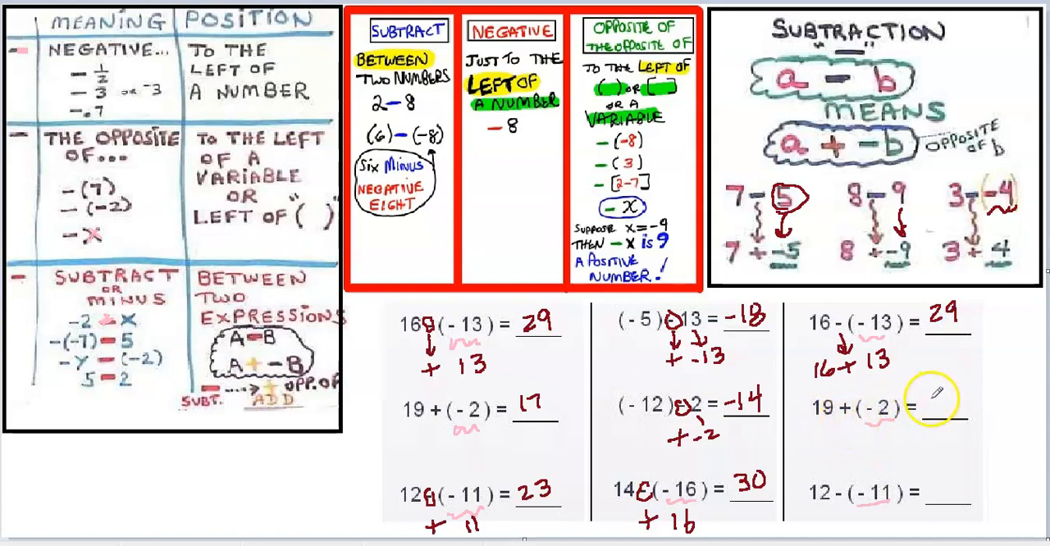19 plus negative 2. And right here we have, change it to an addition problem, take the opposite of this, and we get 23.